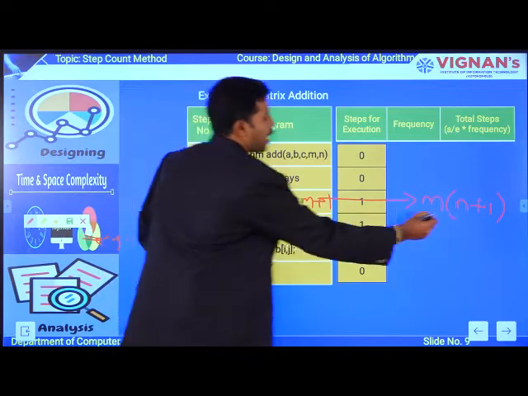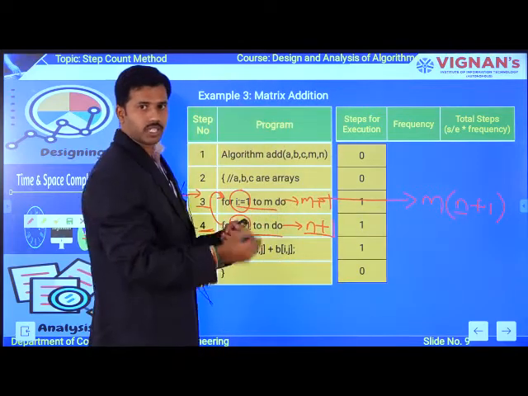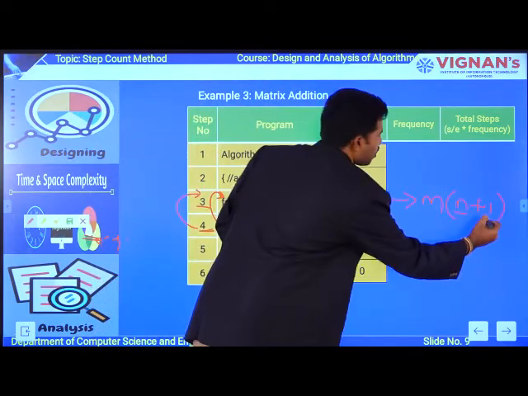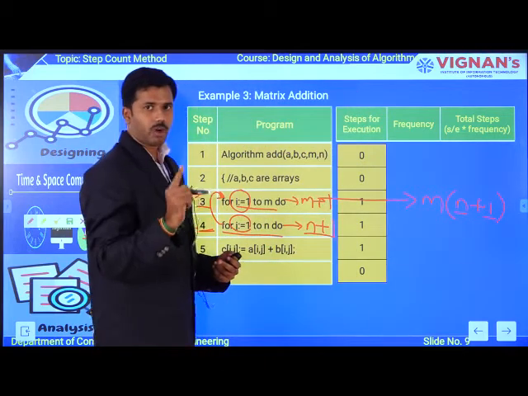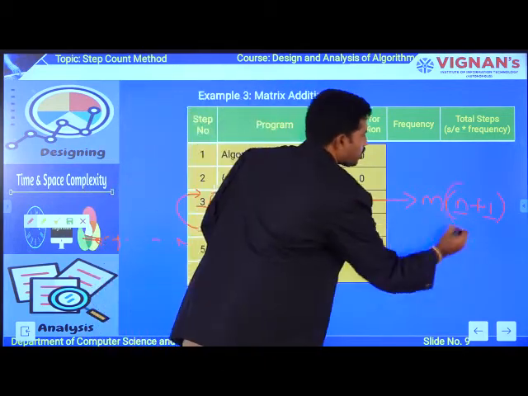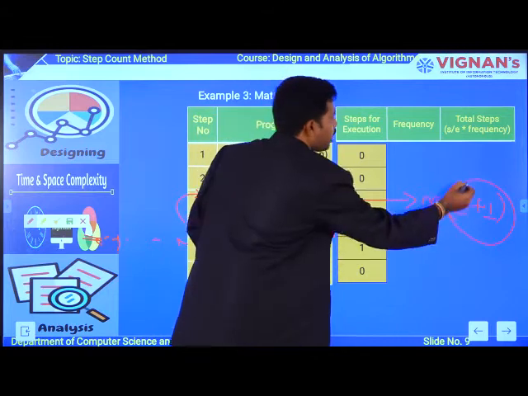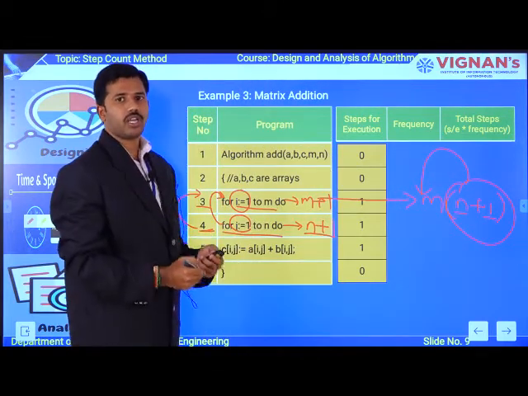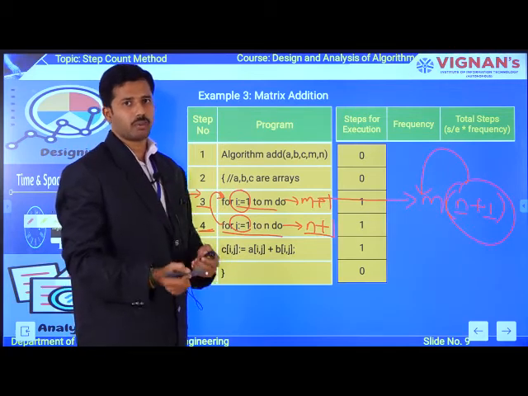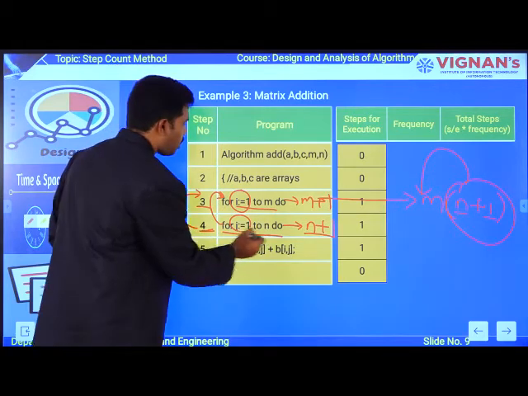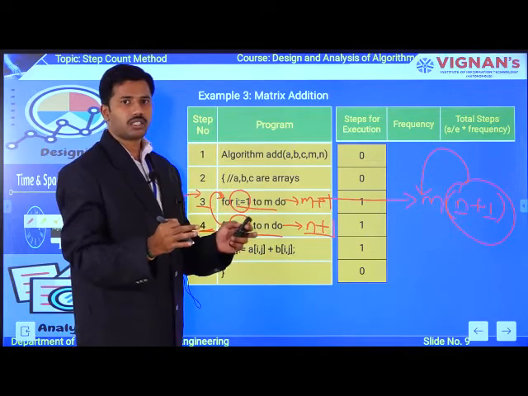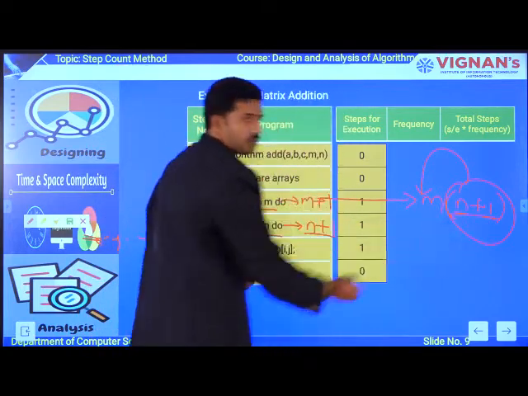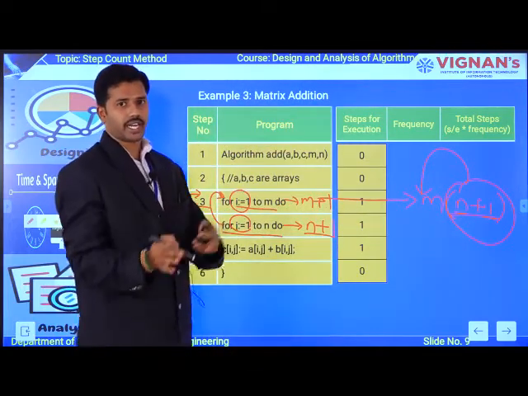Why? Because n number of times your inner for loop is executing, and inside the inner for loop you are having one assignment operation, as well as the execution of this inner for loop will depend upon the execution of the outer for loop. So together it is going to be m of n plus 1, not only n plus 1. Okay. So if this for loop is available separately, then the frequency is n plus 1. If there is a dependency, you need to carry it.